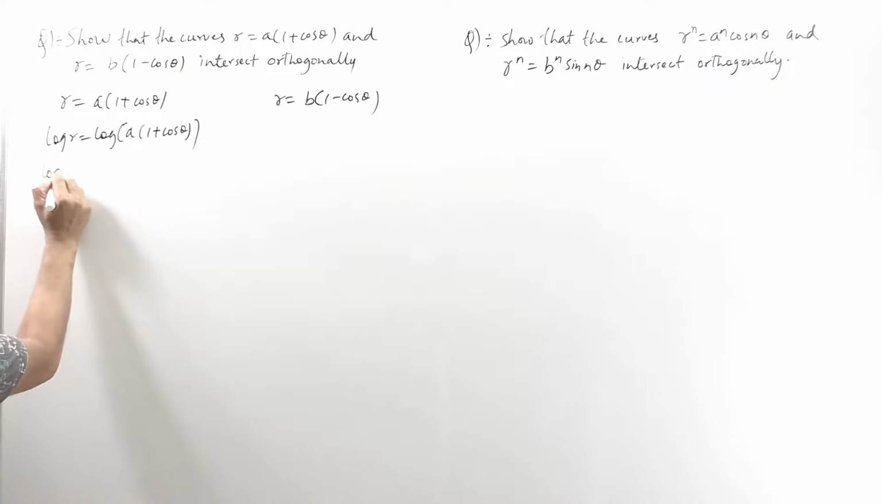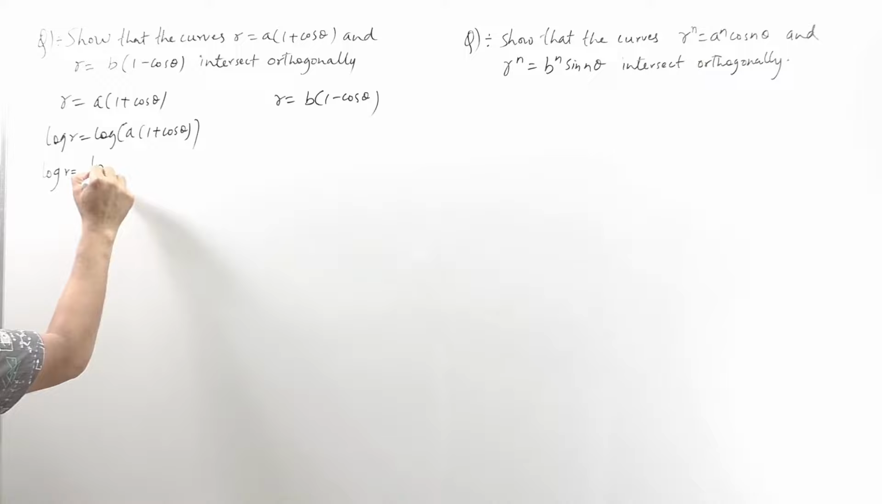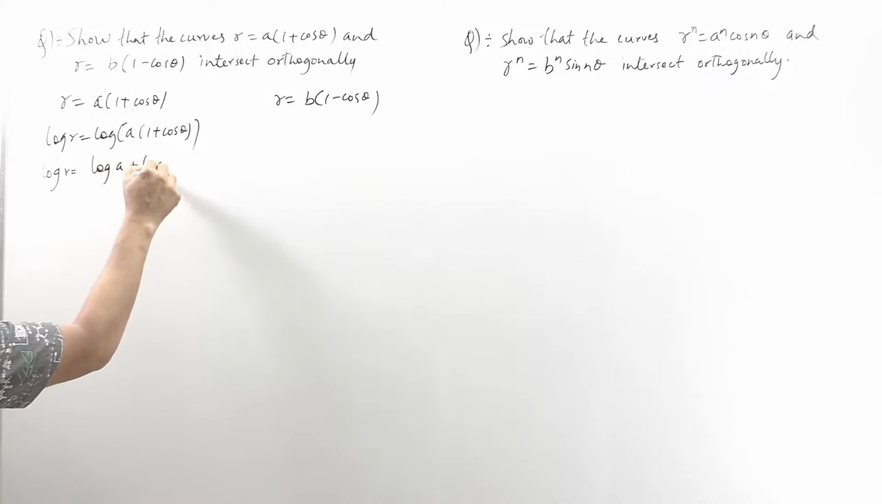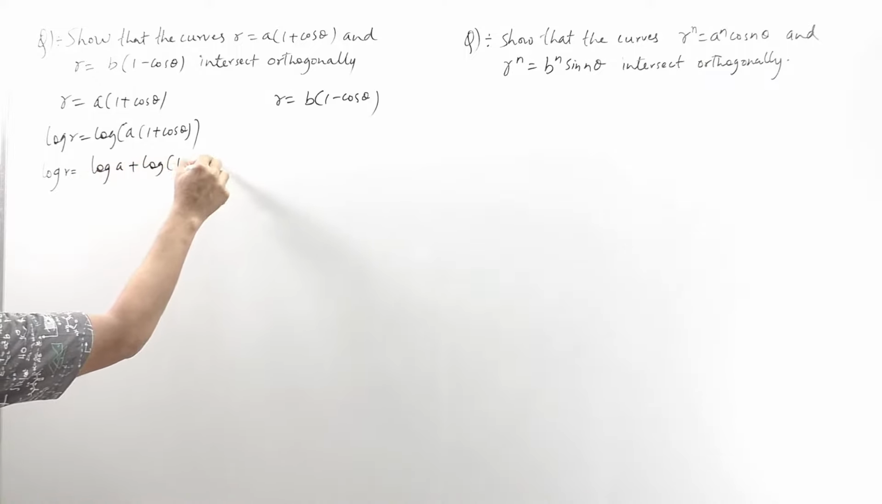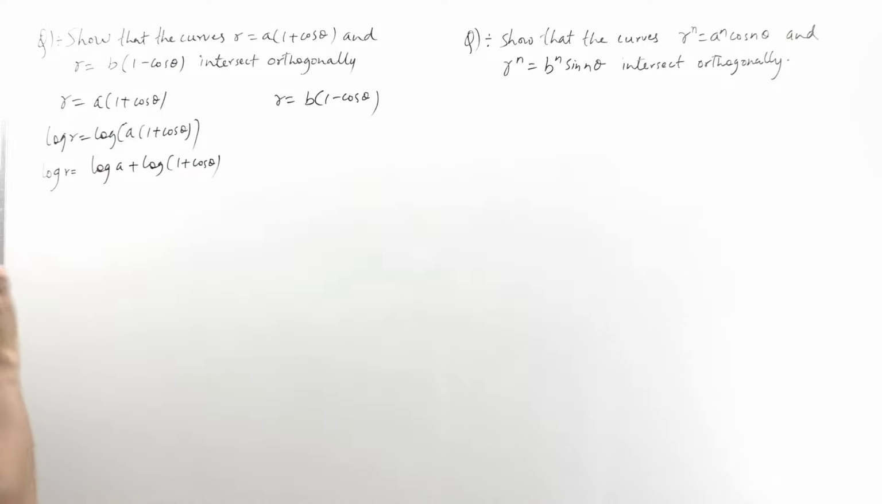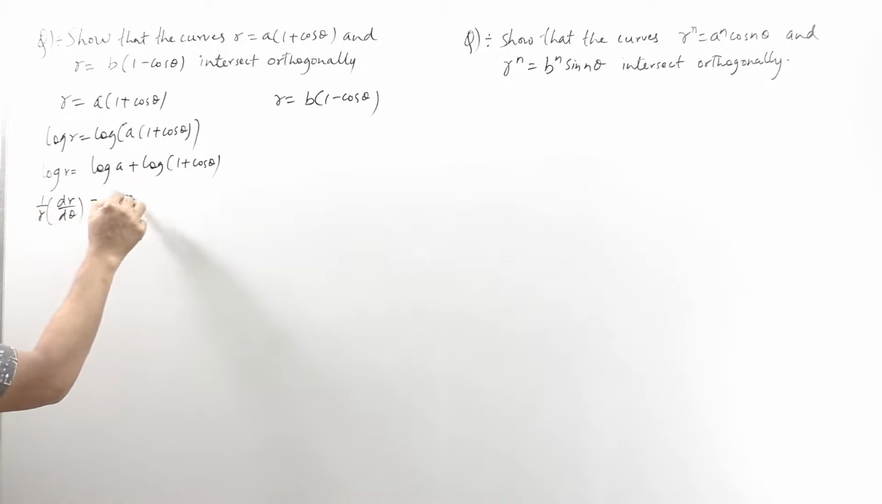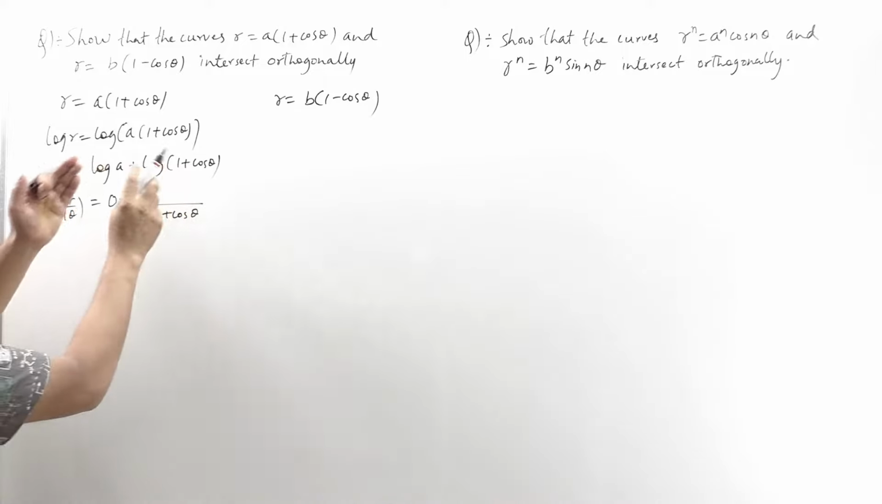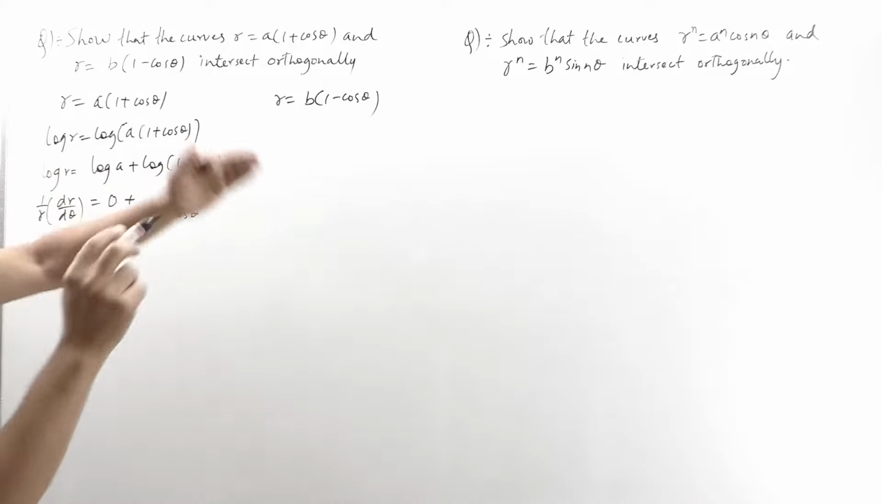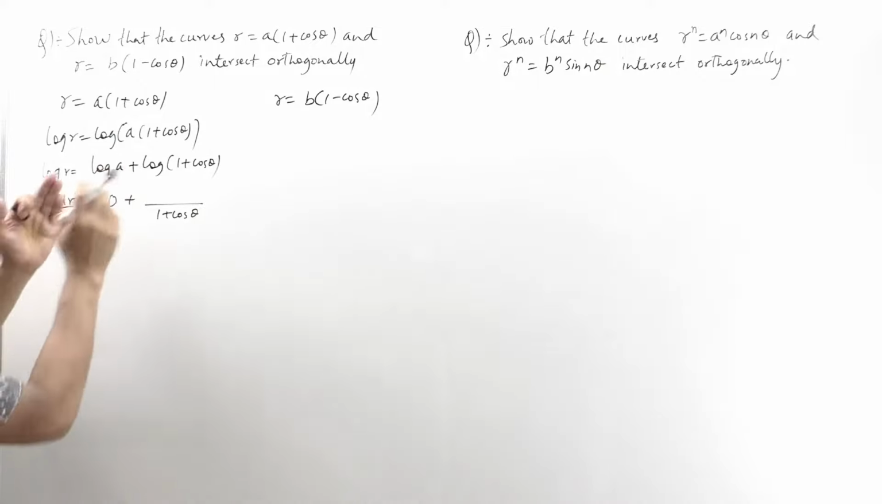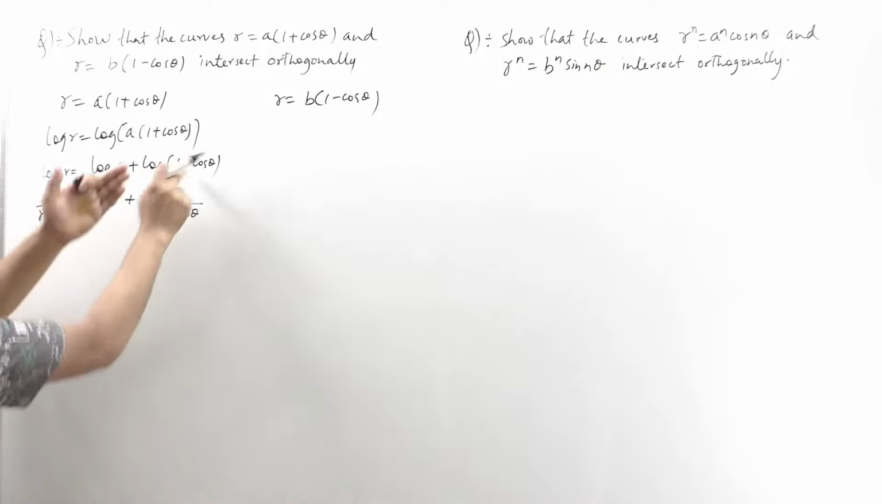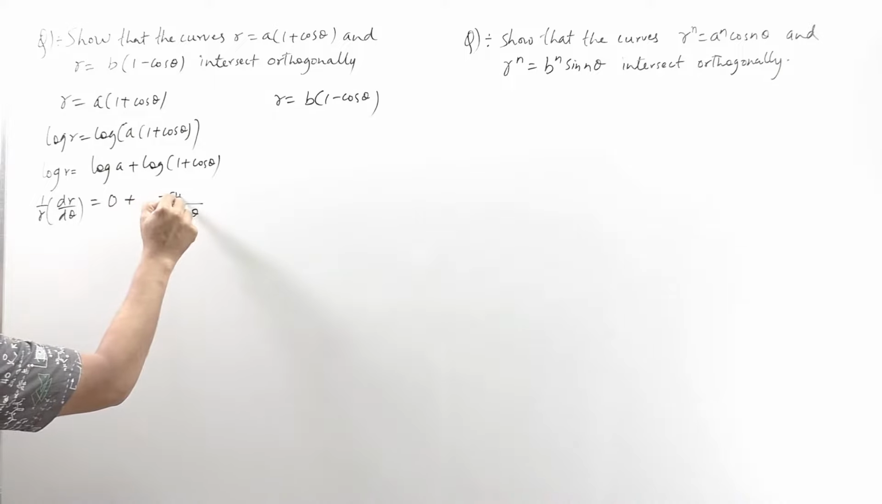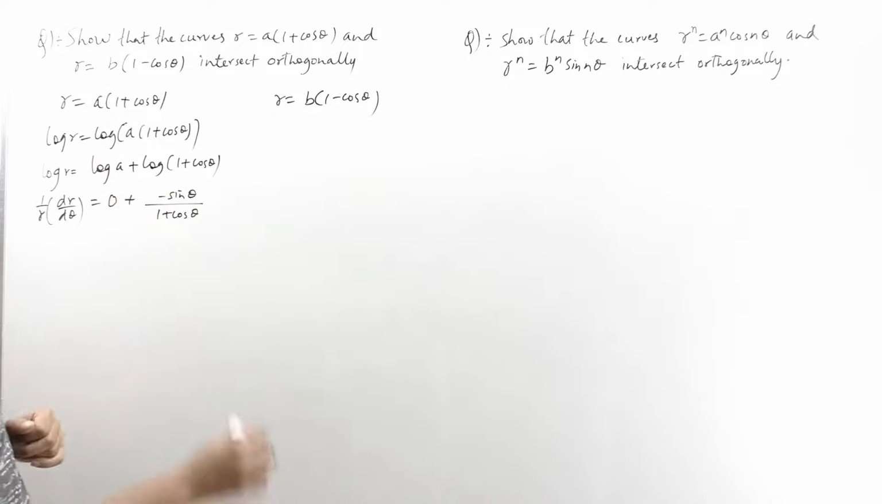So, log of r is equal to log of a plus log of 1 plus cos theta. Now, everything is perfect. Differentiate. So, 1 by r into dr by d theta is equal to 0 plus, and differentiation of log of 1 plus cos theta is, so log of x is 1 by x, so log of 1 plus cos theta is 1 by 1 plus cos theta. Again, 1 is 0 and cos theta is minus sin theta.